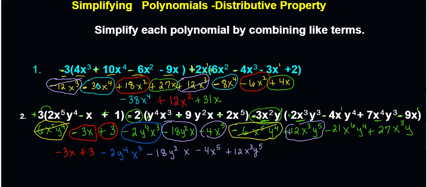Okay, and then x to the sixth, y to the fourth. That's the only one, so we bring it down. And finally, we have a positive 27x cubed y. I don't see any other like terms, so that's the best we can do on that one. Whew, that was a long one, eh?